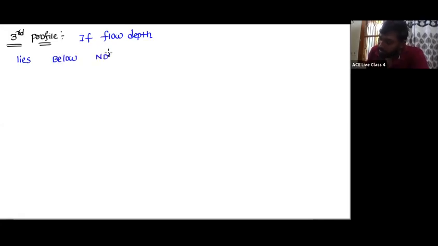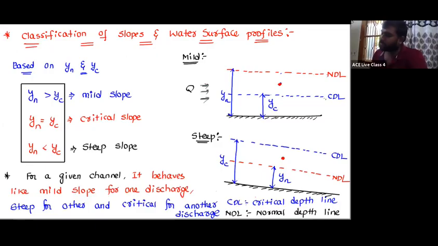Now next, come to the third profile, or profile 3. When do you say the profile is going to be 3? If flow depth lies below NDL and CDL. Flow depth lies below NDL and CDL means simply Y is less than YN, Y is less than YC. Whether you take mild slope or steep slope.